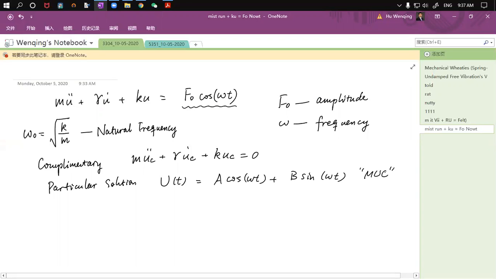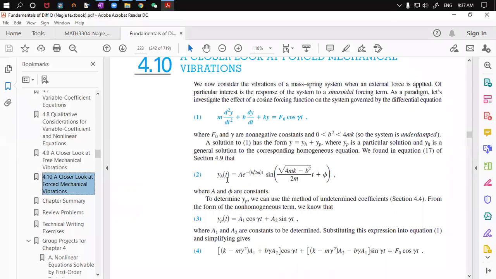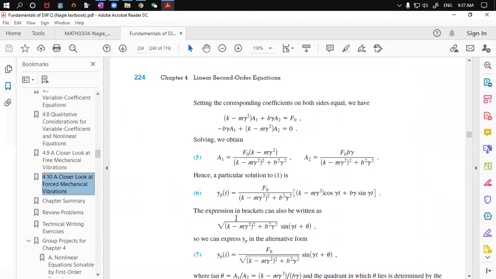This is a good review of what we have been learning so far. You have to use the method of undetermined coefficients and just determine the coefficients a and b. And as long as you have that, then you're going to have the general solution. So the general solution is just going to be u of t equal to the complementary solution plus the particular solution. And that's going to be the procedure of solving this kind of problem. So you can really do that.